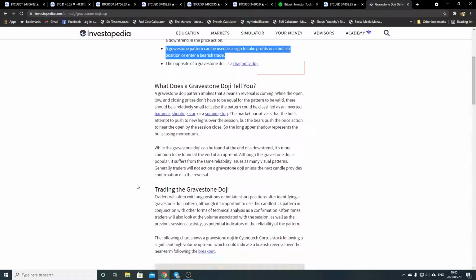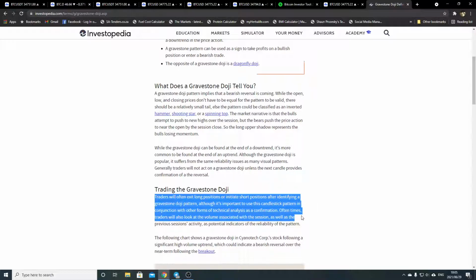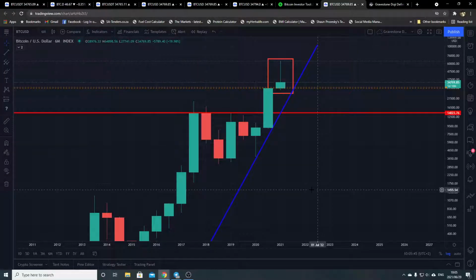Traders will often exit long positions or initiate a short position after identifying a Gravestone Doji pattern, although it's important to use this candlestick pattern in conjunction with other forms of technical analysis as confirmation. Oftentimes, traders will also look at the volume associated with the session as well as the previous session's activity as potential indicators of the reliability of the candle. So we've got to wait and see what happens in a day and 16 hours time.